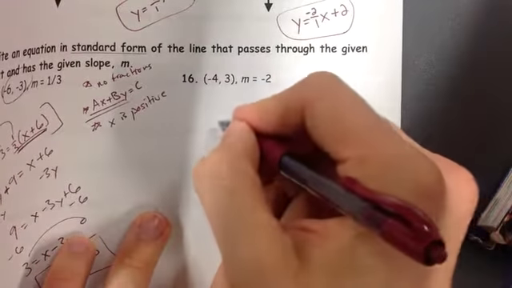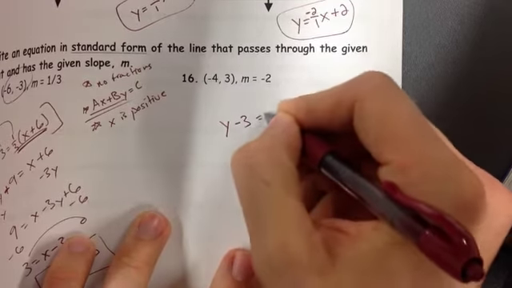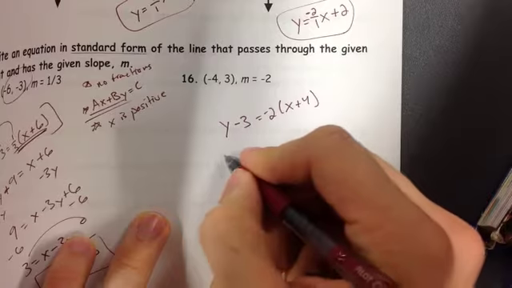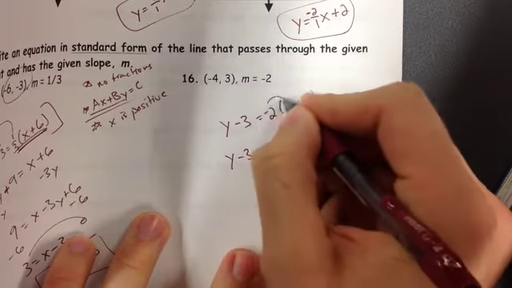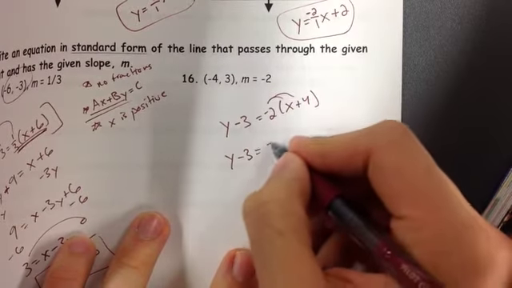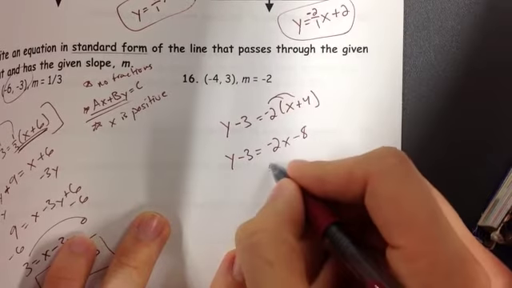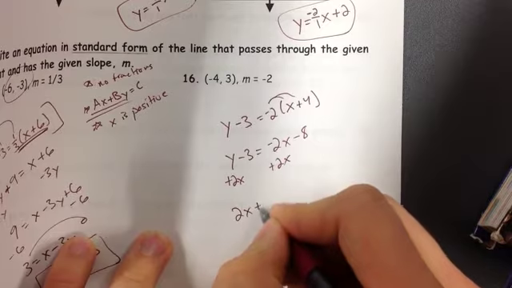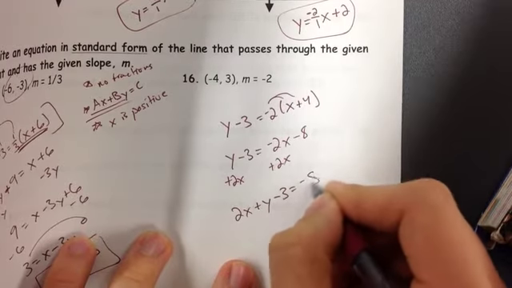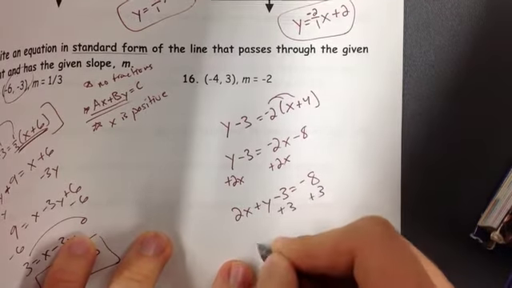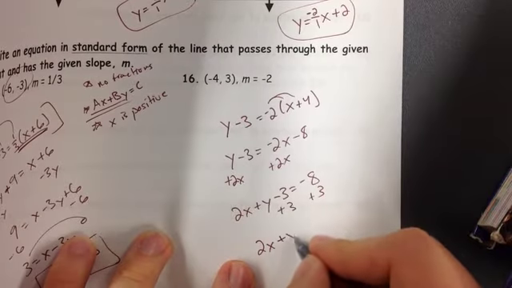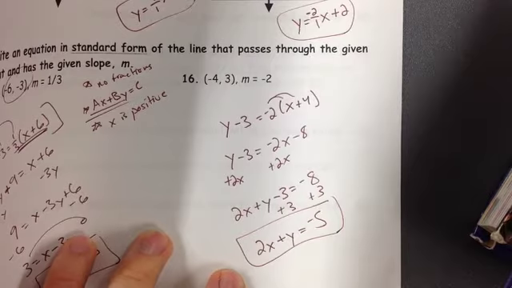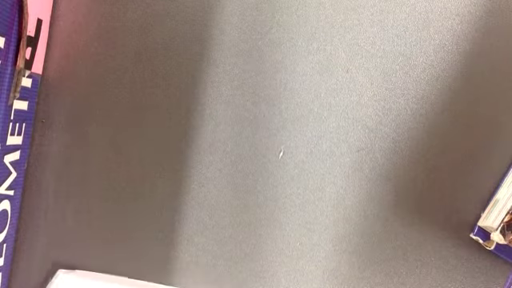All right, this one, we've got y minus y1 is equal to m times x minus x1. Watch those negatives, y minus 3. This one, there's no fraction to clear, so I'm just going to distribute. I've got negative 2x minus 8. Add the 2x to both sides, and I will get 2x plus y minus 3 is equal to negative 8. I want to get rid of that 3, and this one's going to clean up a lot faster. 2x plus y is equal to negative 5, and we're done here with standard form. Let's go on to our word problems.